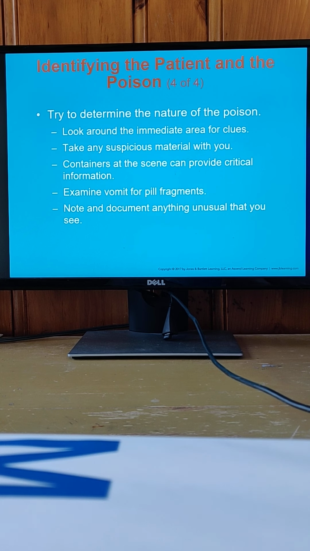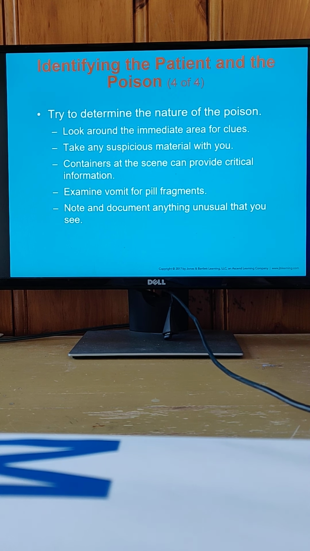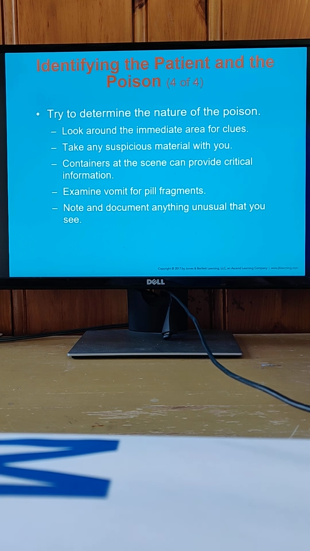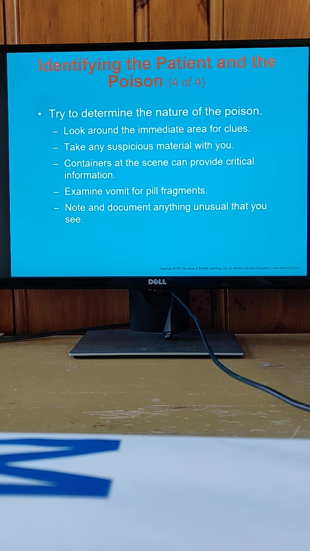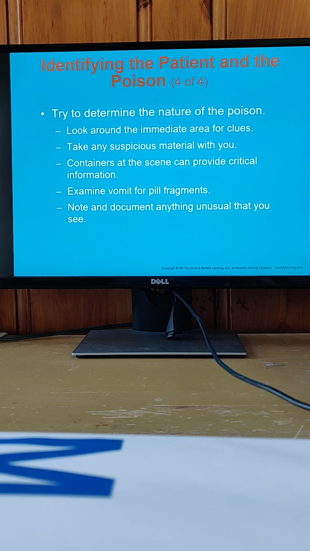Are there containers at the scene that provide critical information? Okay? Did they drink lighter fluid? Did they take too many medications? Did they drink Drano? Anything. Okay? If they vomited, examine it to see if there are any pill fragments that didn't dissolve. If there are, take your cell phone and grab a quick picture of it, or scoop up some of the vomit, put it in a biohazard bag, and take that to the hospital. Okay? Make sure that you note and document anything unusual that you see, hear, and smell. Okay? Your documentation can help save the patient's life.